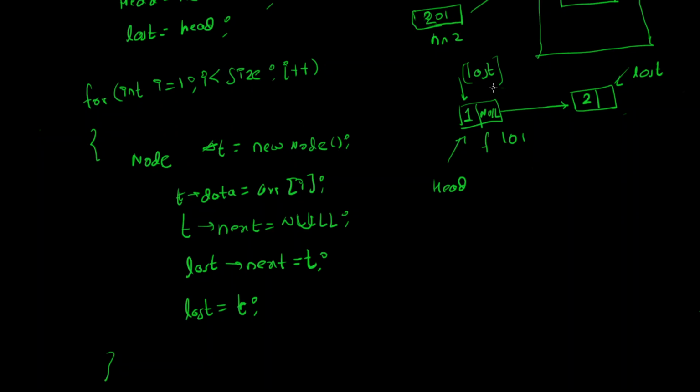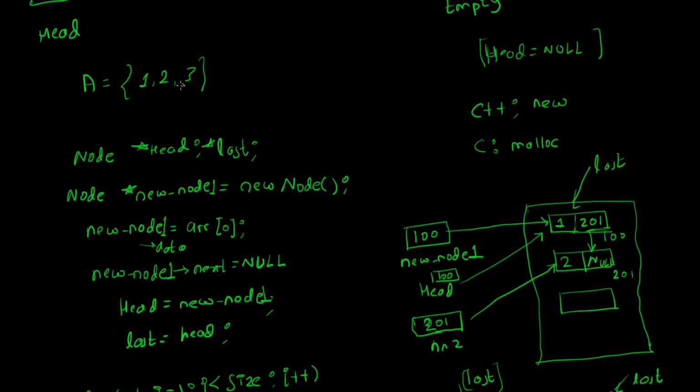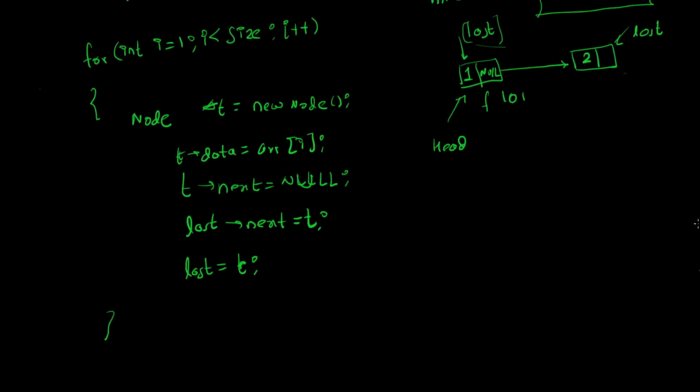Let me run the code again. So we have inserted two elements in the linked list. Now we have to insert one more element, which is 3 in this array. Let me show you the array. I have been showing you for a while. So we have inserted 1 and 2 in the linked list. Now we have to insert 3. This loop has worked for i equal to 0 and 1, because you see the array is 1, 2, 3, so the index is 0, 1 and 2, right?